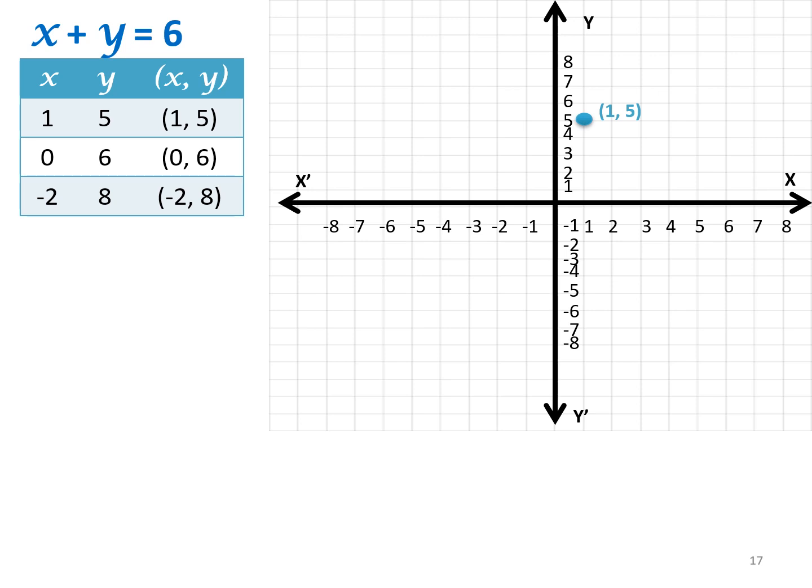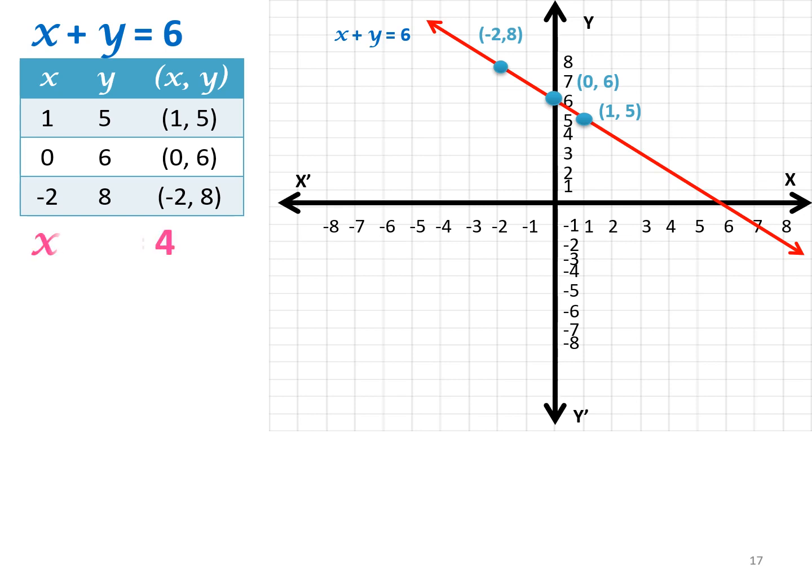Next value 0, 6. So on the x-axis the value is 0 and on the y-axis it is 6. So the point lies on the y-axis, that is 0, 6. Third one, -2, 8. -2 on my x-axis, 8 on my y-axis. So the coordinate point is -2, 8. Now I will be drawing a line passing through these 3 points. So when I draw the line, this red color line represents the equation x plus y is equal to 6.